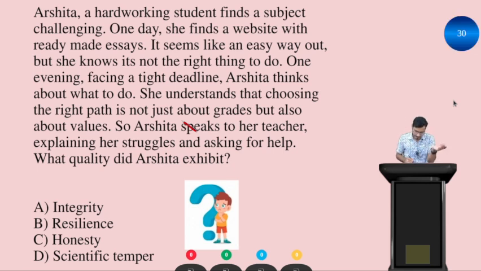So which option is correct here according to you, because it's a value-based question. Integrity, resilience, honesty and scientific temper. So which option is correct according to you? Okay, students, so time's up. The right answer is option B.